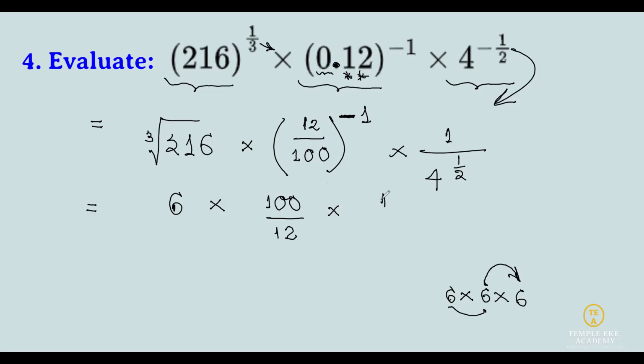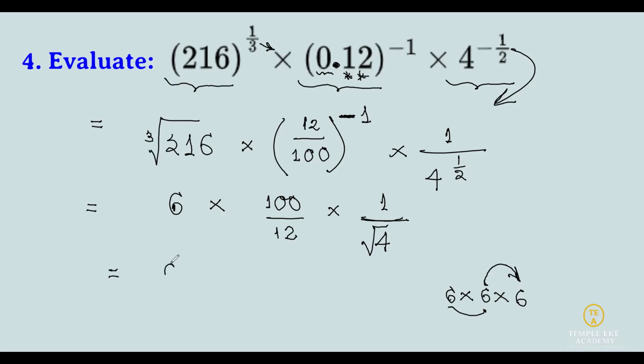Divided by 1 divided by 4 to the power half, we have, of course, a fractional power there. So it tells us we're going to take the square root of 4 and raise it to the power 1, as we have learned in this video. Let's take a moment and evaluate further.